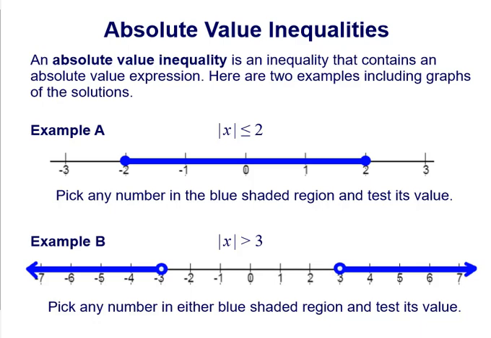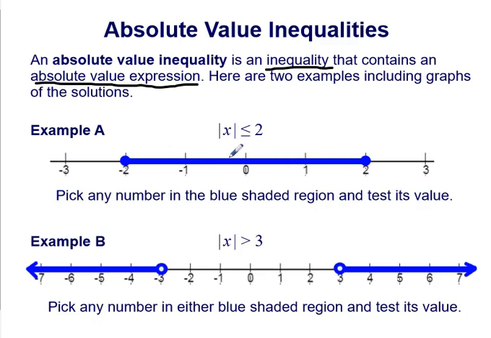Absolute value inequalities. An absolute value inequality is an inequality that contains an absolute value expression. Here are two examples including graphs of the solutions. Here we have the absolute value of x is less than or equal to 2. And let's look at this solution here on the graph.